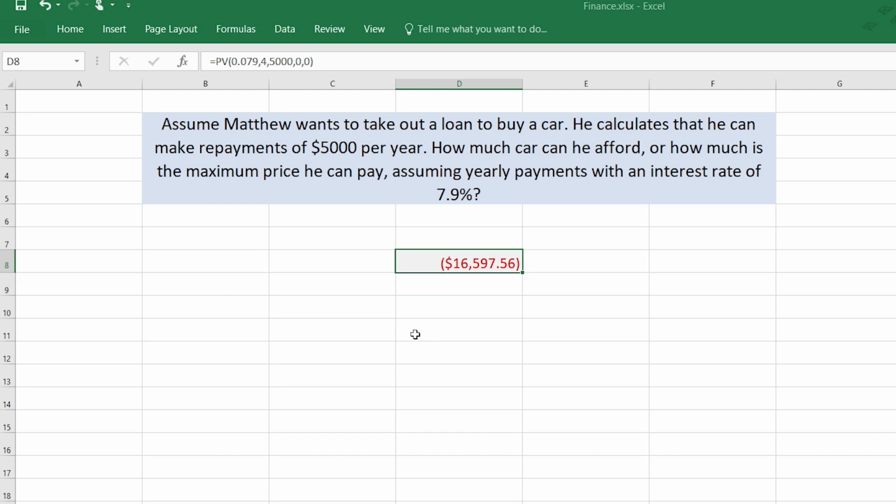$16,598. Of course, it's unusual for car payments to be made on a yearly basis. Usually, they're made on a monthly basis. But the example should serve to illustrate the point.